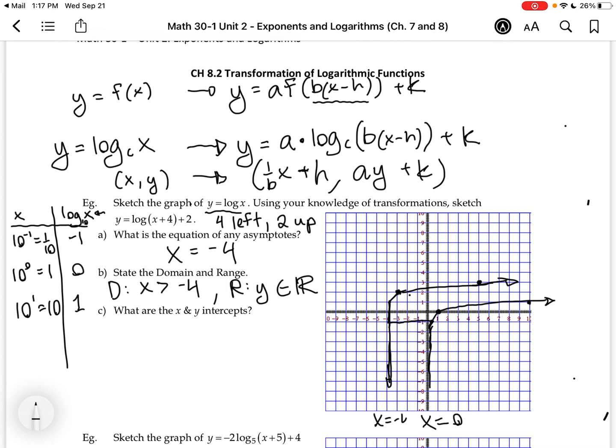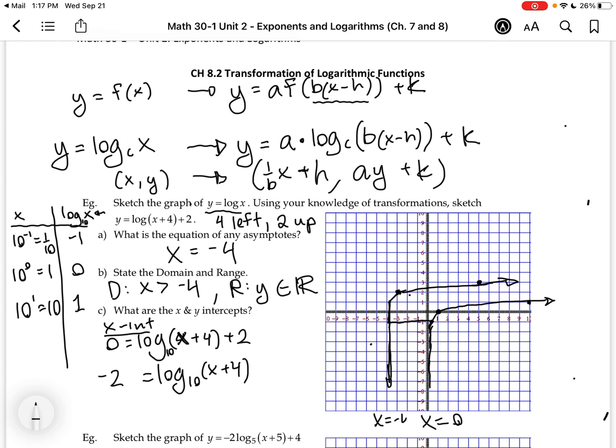Now in this case, algebraically, what we would do to get an x-intercept is set the y value equal to 0. So for the x-intercept, we would have 0 equals log of x plus 4 plus 2, and we would have to solve that. This one actually we could solve. So if we move the 2 over, -2 equals log base 10 of x plus 4.